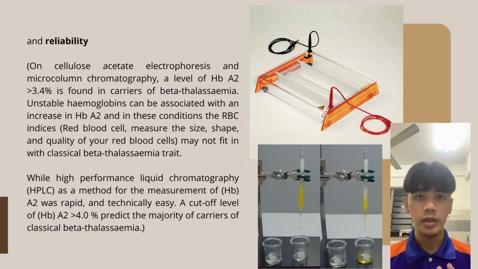Unstable hemoglobin can be associated with an increase in HbA2, and in these conditions the RBC index, which is red blood cell, that measures the size, shape, and quality of your red blood cells, may not fit with classical beta thalassemia trait. High performance liquid chromatography, which is HPLC, as a method for the measurement of Hb, was rapid and technically easy. A cutoff level of HbA2 of more than 4.0% predicts the majority of carriers of classical beta thalassemia.